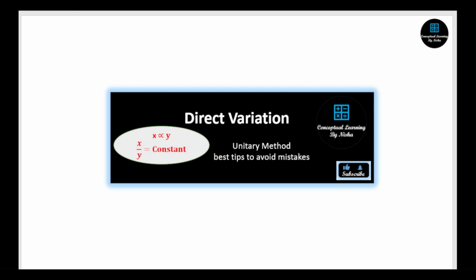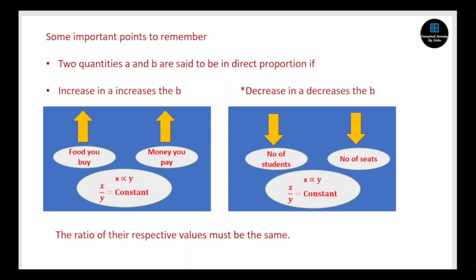Now as I have given the example, when one quantity is dependent on the other quantity, then if one is increasing, the other is increasing, or one is decreasing, the other is decreasing, then it is called direct proportion. So as I give the example, if I am going to buy some food, let's say apples, then I have to pay money.